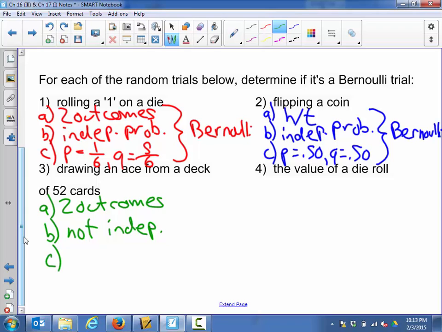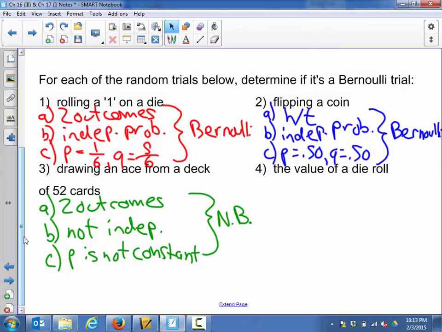And then lastly, that also influences the probability of success or failure. P is not constant. Okay, so this would not be a Bernoulli trial. Just abbreviate, not Bernoulli with NB.